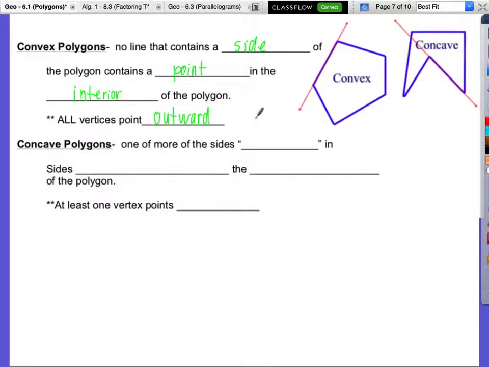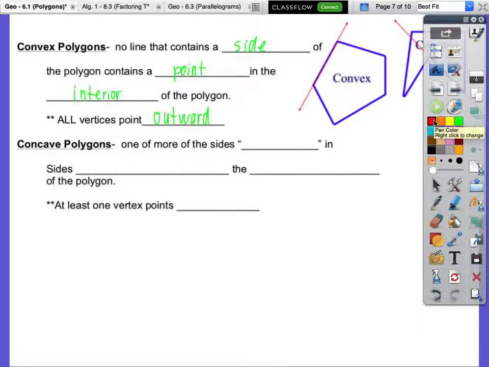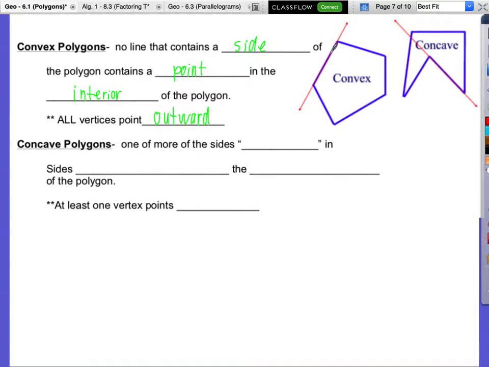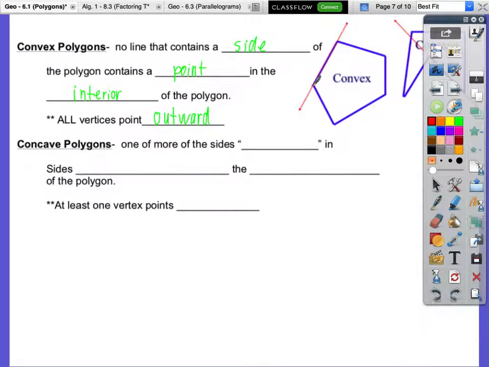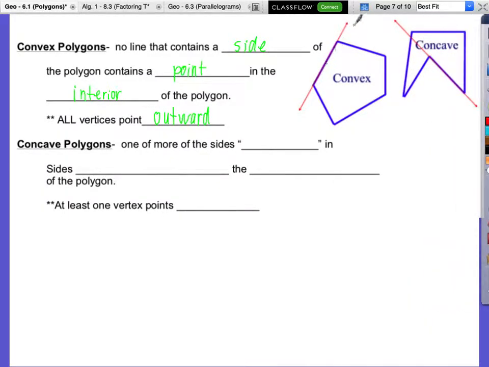So for a convex, we're saying no line that contains the side. If you take this side of the polygon here, we have a polygon that's labeled convex. If we take this polygon here, and we have a line, this line contains the side, doesn't it? Whereas does this line contain the side? No, but the one that's already there does. So if any of these lines that would contain a side, whether it's this one, or this one for this side, or this one for this side, any of them, none of these will touch another side.